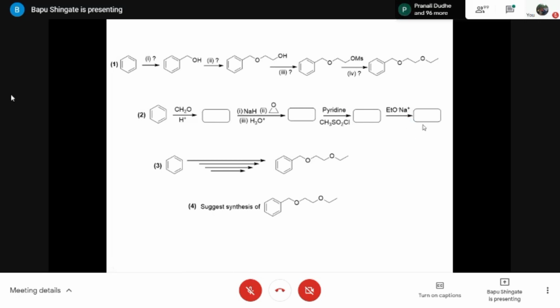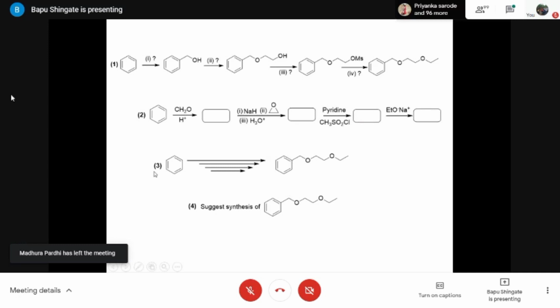Now, the third and most difficult question under this category. Many times in university examinations we ask: how will you convert this A to B? Provide all reaction conditions, and write all the intermediates with mechanism. This type of question is very difficult. How can benzene be converted into this particular product?